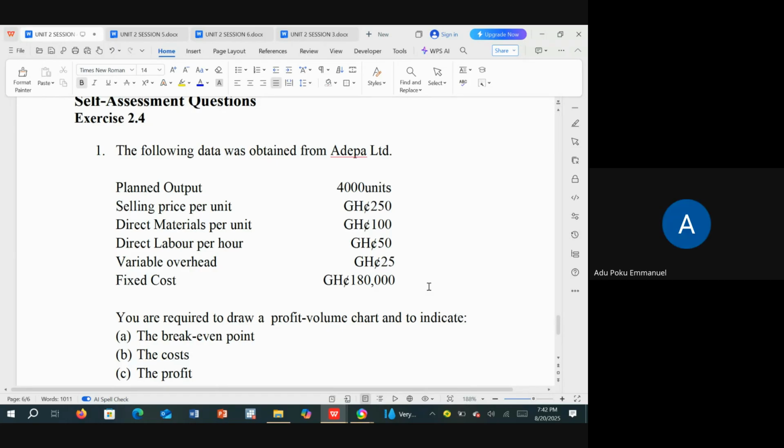Sir, 4. 4 what? 4 cedis. Sir, 4 per unit. You mean 4 cedis? Say 100 per unit. 100 cedis. Yeah. Variable cost per unit is 100 cedis. Are you sure? Yes, sir.